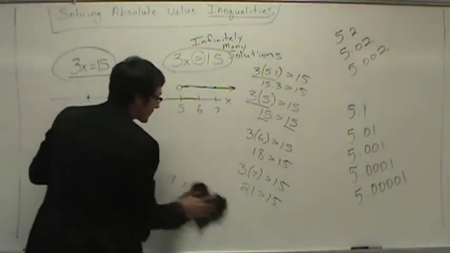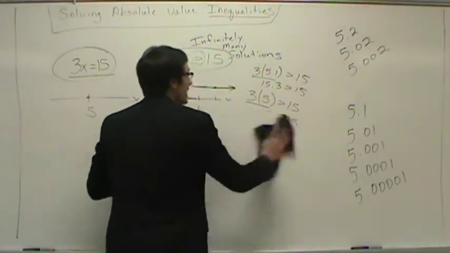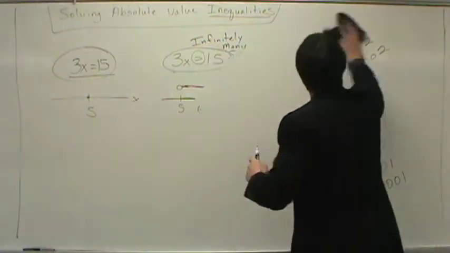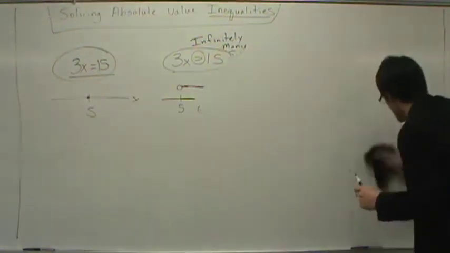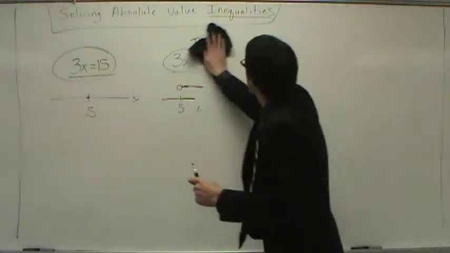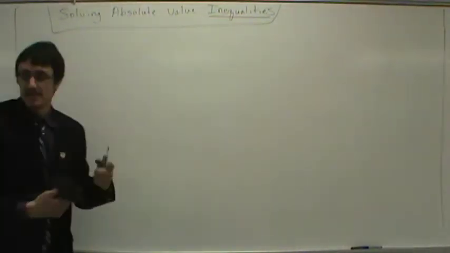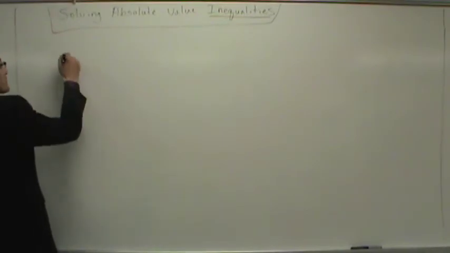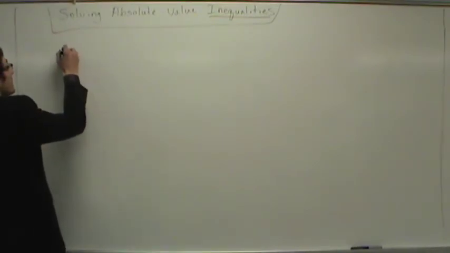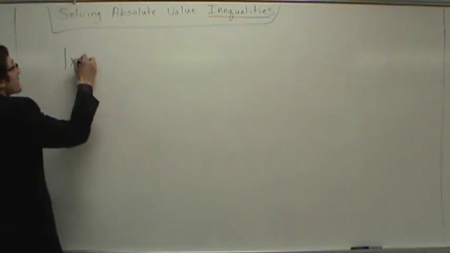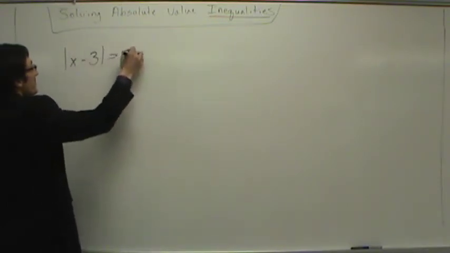Now, let's look at some of the problems. What I'm going to show you is first how to do, and then I will show you why. So first, let's just look at what we need to do, and then I will go back and explain what's going on behind the scenes. Okay, so let's look at the first problem. This is an absolute value inequality.